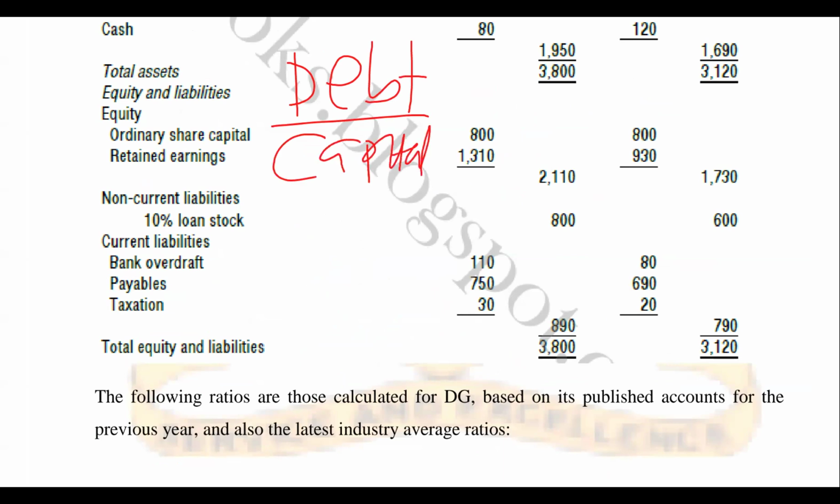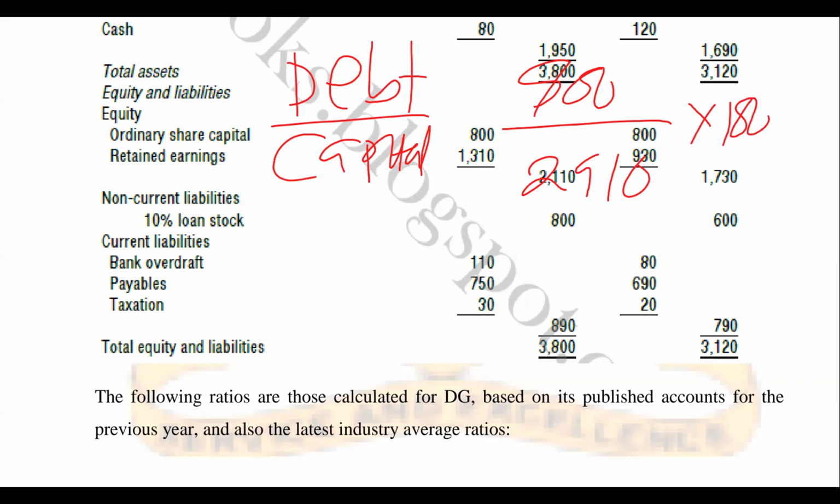So as for 2019, the debt is this one, non-current liabilities. It was 800 to be divided by capital employed. We already calculated it as 2910. You remember? Times 100. So what is the degree of gearing? The level at which we use the non-current liabilities.